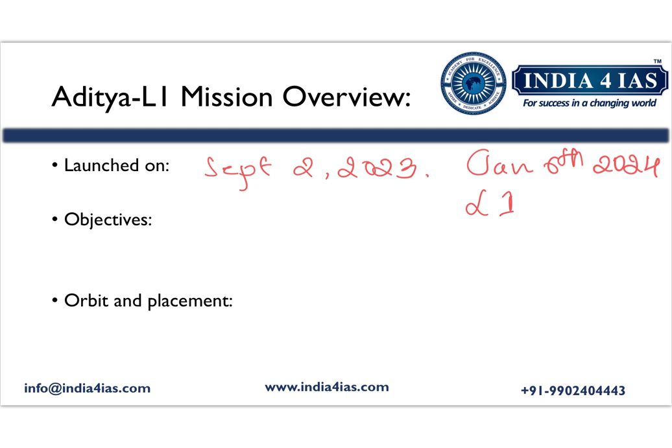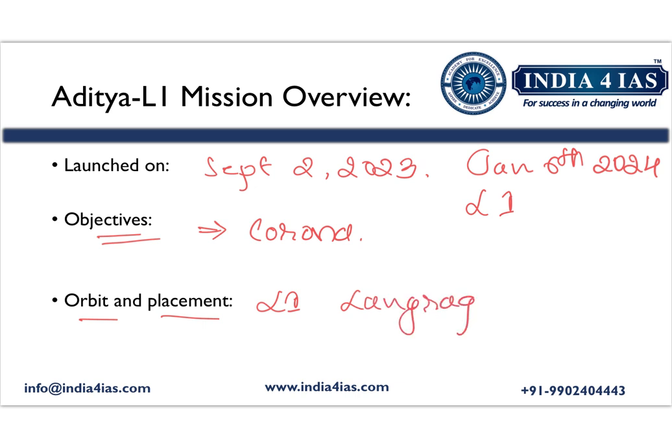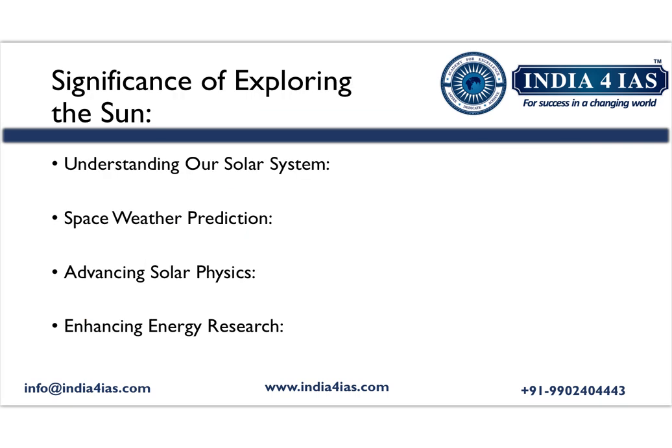Coming to the objectives of the Aditya L1 mission, its objective is to study the various layers of the sun, that is corona, photosphere and chromosphere, and its primary objective is to understand the working of corona. So its orbit and placement is at L1, that is Lagrangian point 1 of the Sun Earth system.